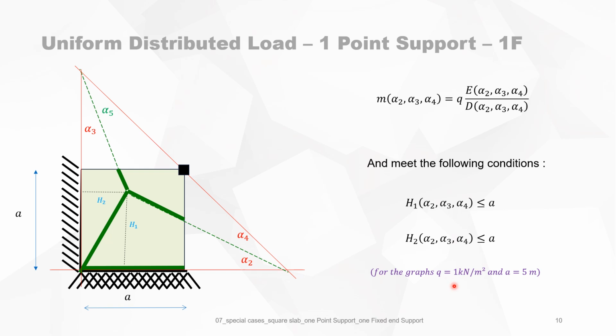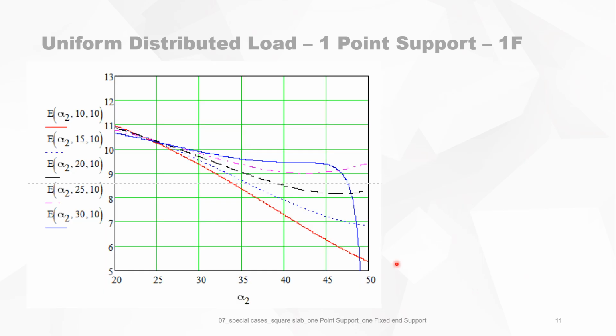It does not matter because this is a scale. It's in fact a scale of 2QA squared, so it's a scale 25. Now we can make a graph of, remember we have to maximize the bending moment M, which is proportional to E over D. So first we will look at E in function of alpha 2, alpha 3, and alpha 4.